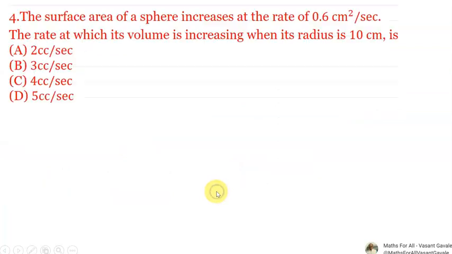Next example. The surface area of a sphere increases at the rate of 0.6 centimeter square per second.